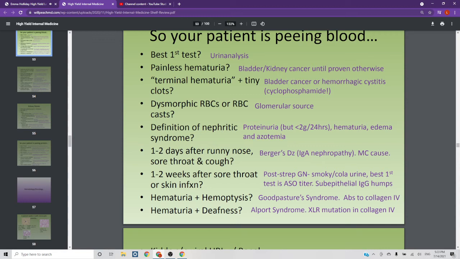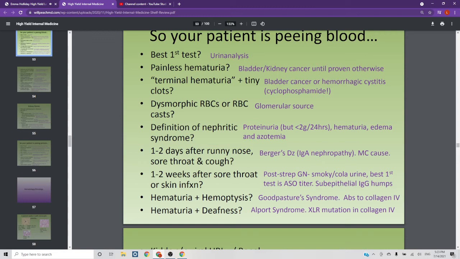Berger's. So IgA nephropathy, the timeline is important. See the difference between these two? 1 to 2 days later, and if they're more viral symptoms, that's Berger's, IgA nephropathy. If it's 1 to 2 weeks later, and they had a sore throat or impetigo, then you're thinking post-strep. So it seems silly, but the time course really is the determining factor here.